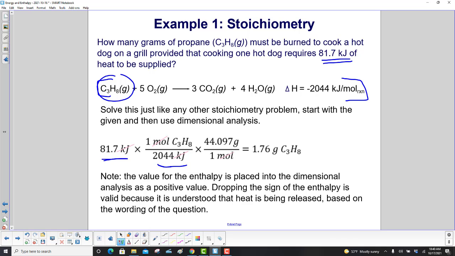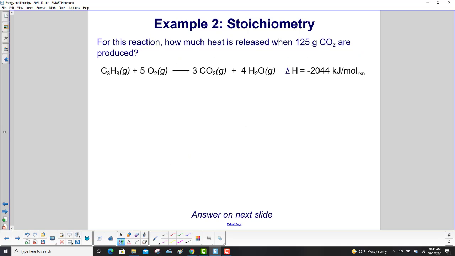And the next thing we do is the molar mass of propane, which is 44.09 per mole, carry out the math, and we get 1.76 grams of propane. Note, the value for the enthalpy is placed into the dimensional analysis as a positive value. Dropping the sign of the enthalpy is valid because it is understood that heat is being released based on the wording of the question. For this reaction, how much heat is released when 125 grams of carbon dioxide are produced?